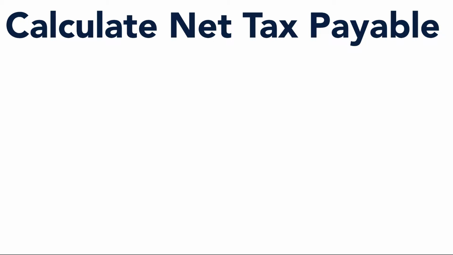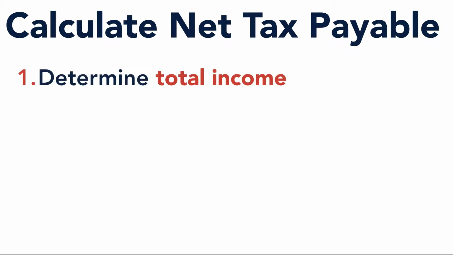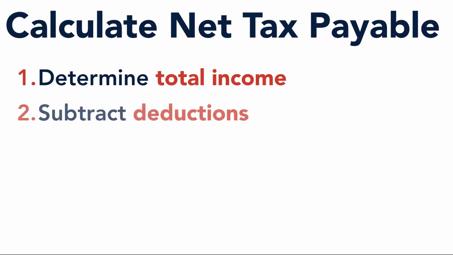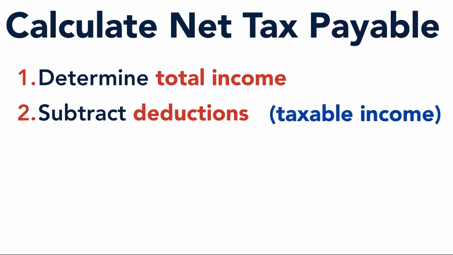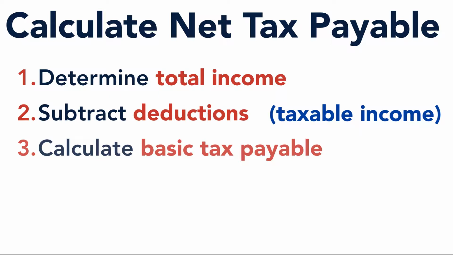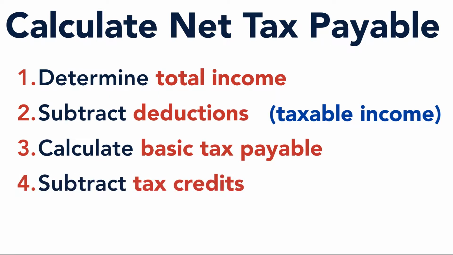Calculating income taxes means calculating your net tax payable. And to do that, there are 4 steps. First, determine the total income by adding up all sources of income, employment, business, and investments. Next, subtract allowable deductions such as pension contributions, RRSP contributions, and childcare expenses. This will give you your taxable income. Then, calculate the basic tax payable. And finally, subtract all tax credits, which will give you your net tax payable.